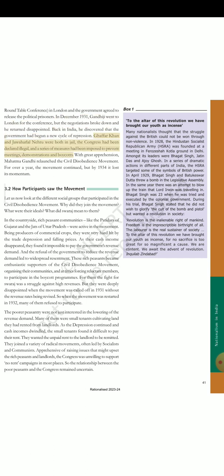Ghaffar Khan and Jawaharlal Nehru were both in jail, the Congress had been declared illegal, and a series of measures had been imposed to prevent meetings, demonstrations and boycotts. With great apprehension, Mahatma Gandhi relaunched the civil disobedience movement. For over a year, the movement continued, but by 1934 it lost its momentum.